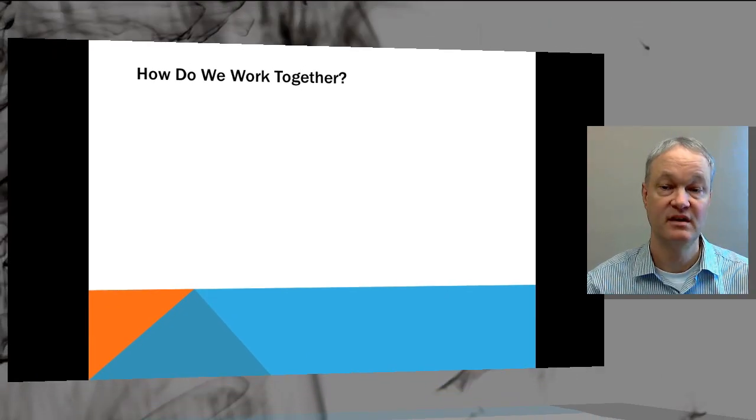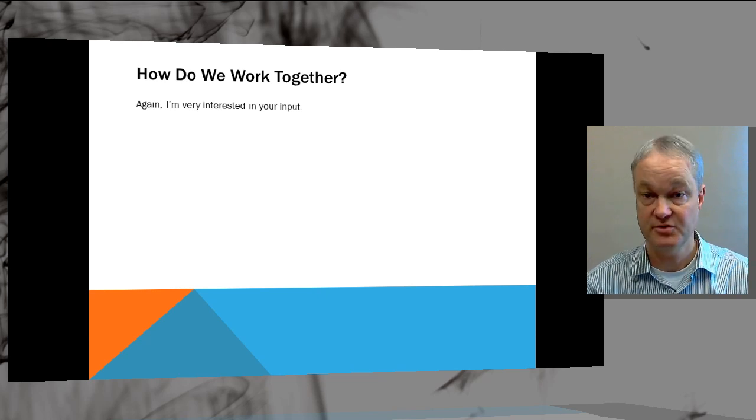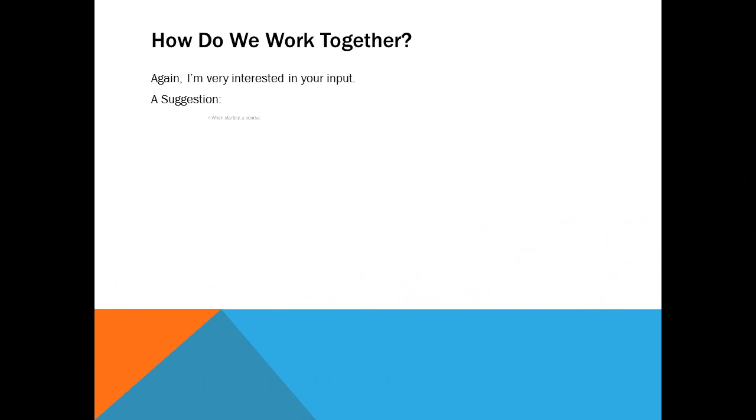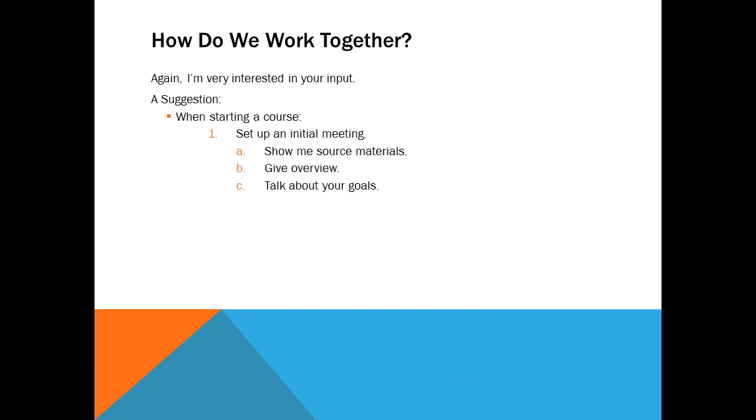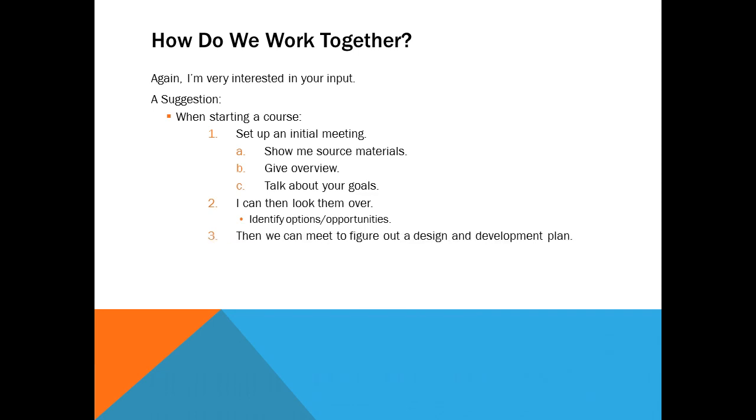How do we work together? Again, I'm very interested in your input, finding out as we work together what works best for you. I do have a suggestion as a starting point. If you have started a course, or you're about to start a course, or in the future, if you have a new course, then you could set up an initial meeting with me. You can show me your materials, give me the overview, and talk about your goals. If you prefer, you can either call me or send me the materials. I can then look them over, and I can give some thought to what you have and identify some options and opportunities. And then we can meet to figure out a design and a development plan.